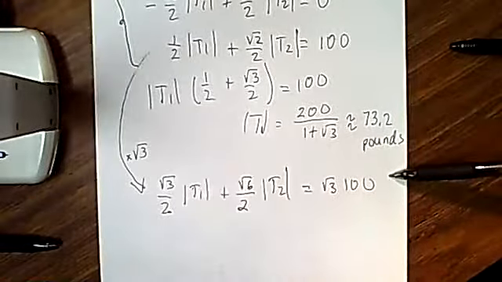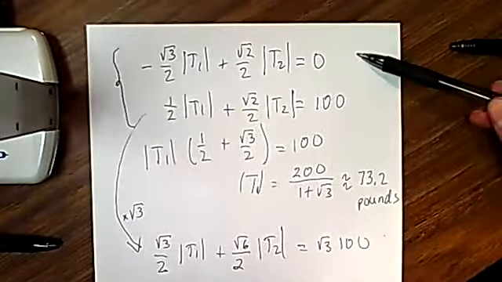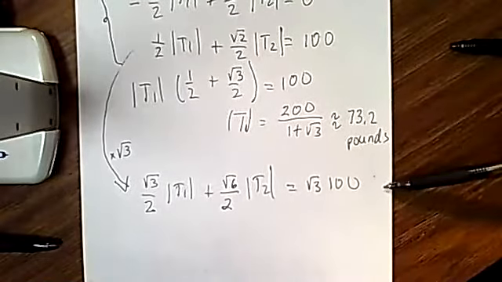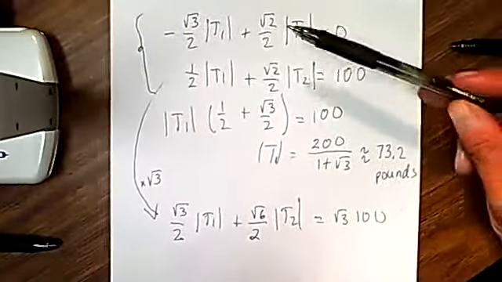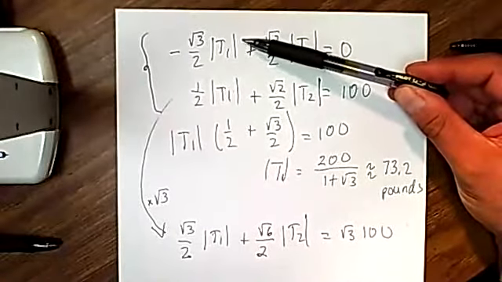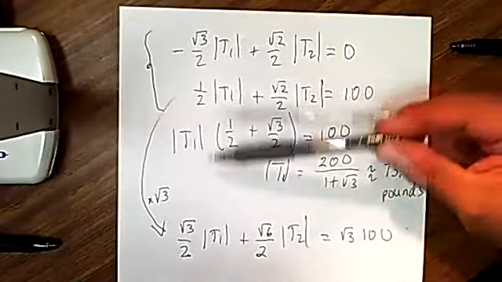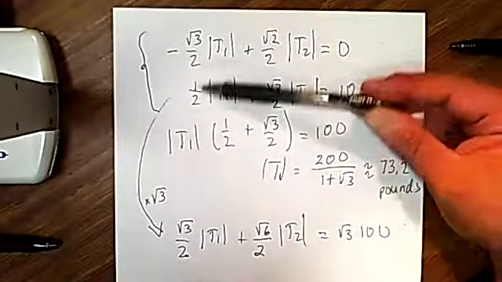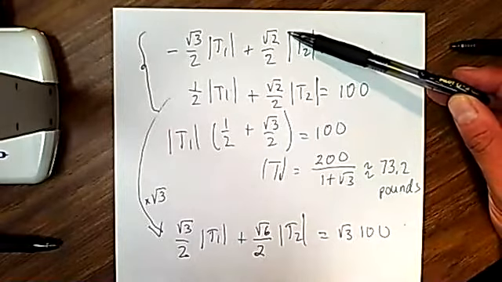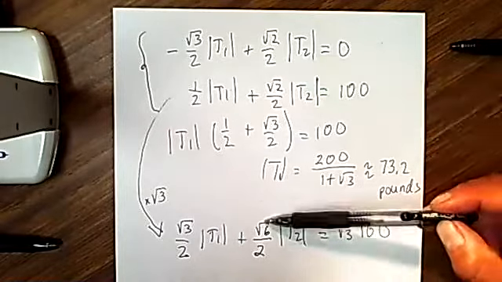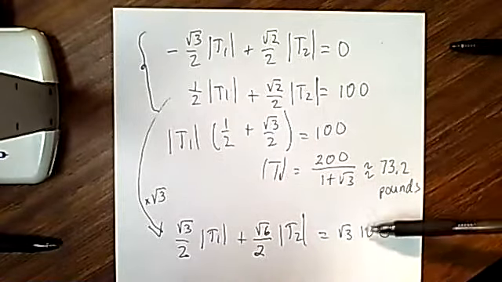And so we have a new equation, which we can subtract from this equation. So actually, no, we want to add the two equations to eliminate the magnitude of the first tension. Yeah. So if we add those two together, we eliminate the magnitude of tension 1, and then we end up with square root of 2 over 2 plus square root of 6 over 2, both multiplied by the magnitude of the second tension, equals square root of 3 times 100.